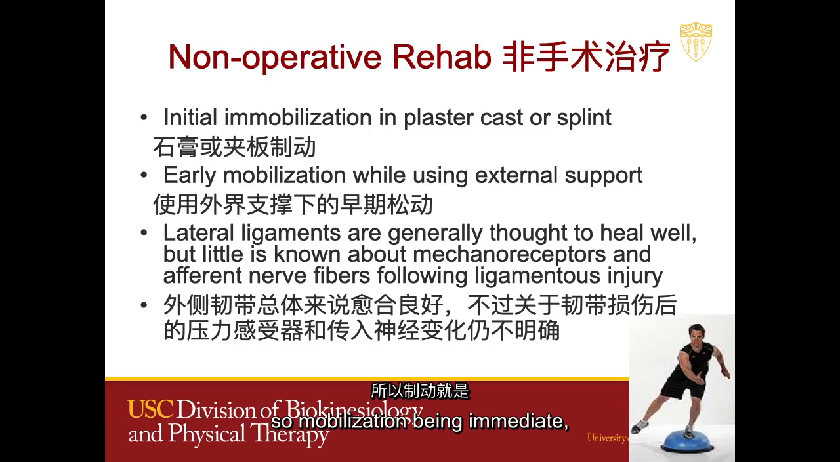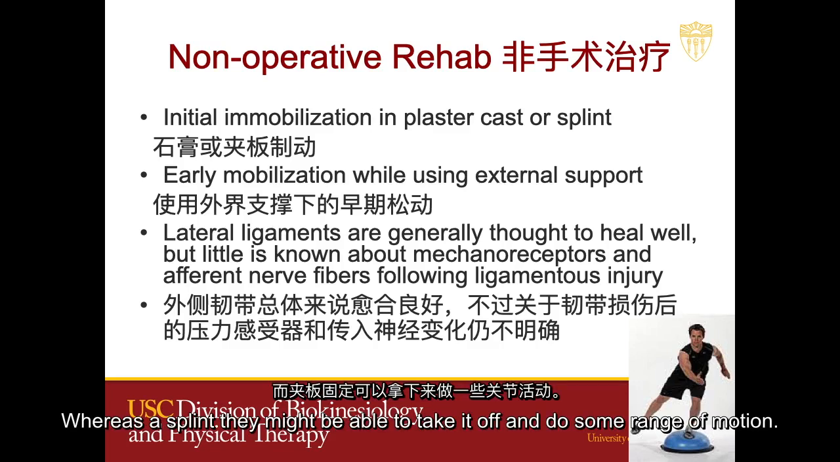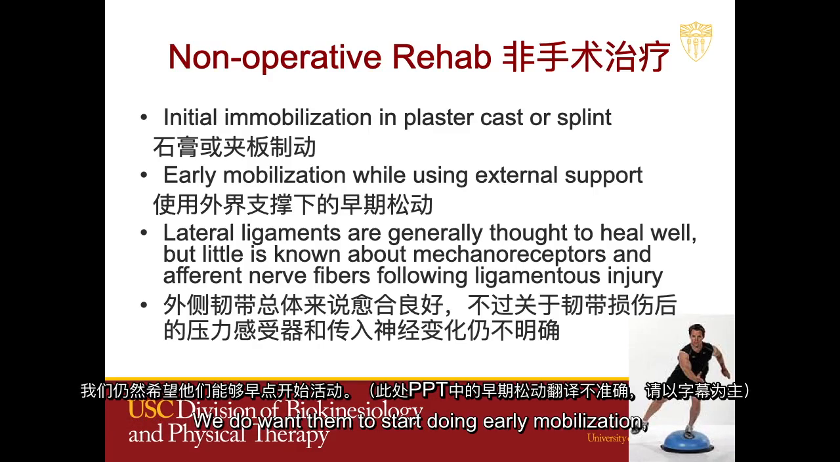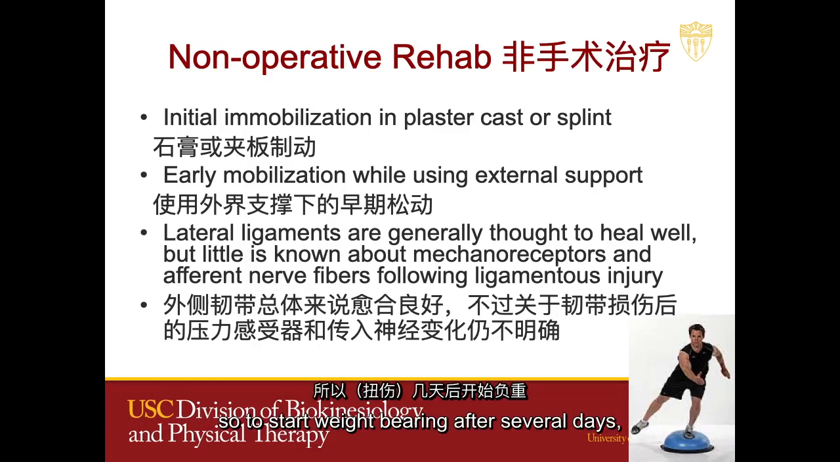Immobilization being immediate, like don't move it at all, whereas with a splint, they might be able to take it off and do some range of motion. We do want them to start early mobilization, so start weight bearing after several days, but using some sort of external support, some sort of brace that helps to stabilize the ankle.